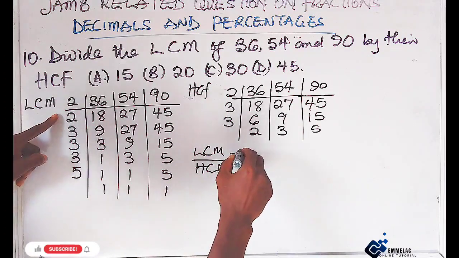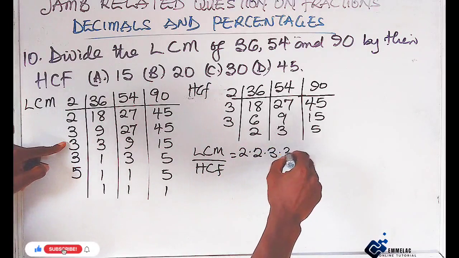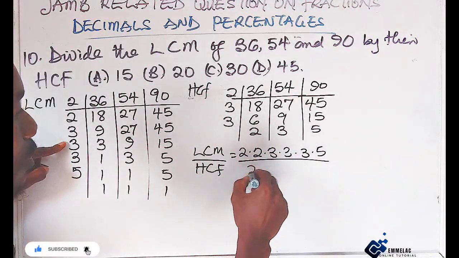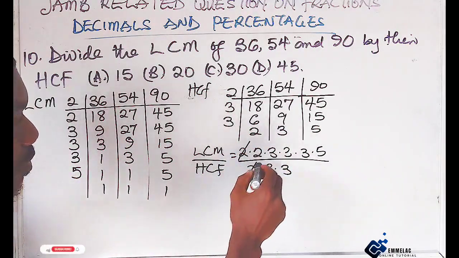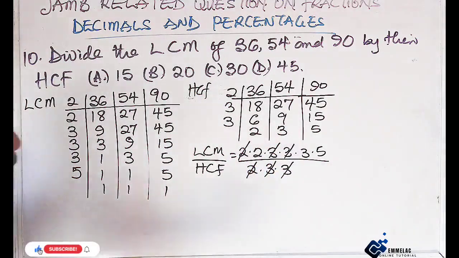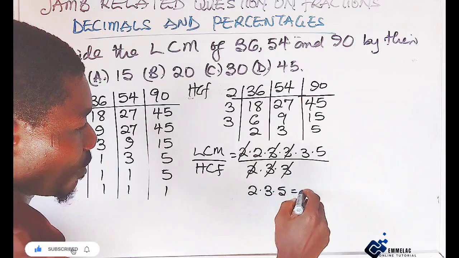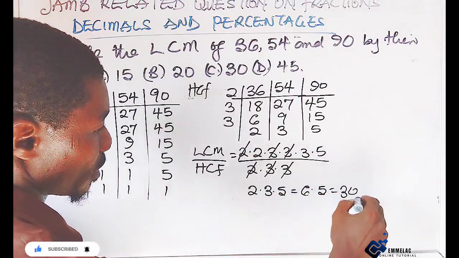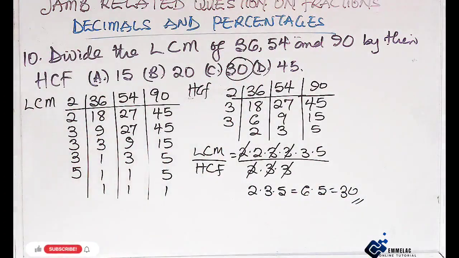Now this will give us 2 times 2 times 3 times 3 times 3 times 5, then all over 2 times 3 times 3. 2 cancels 2. 3 eliminates this. 3 eliminates this. So we are left with 2 times 3 times 5, which will give us 6 times 5, which will give us 30. Alright, so option C is the right answer.